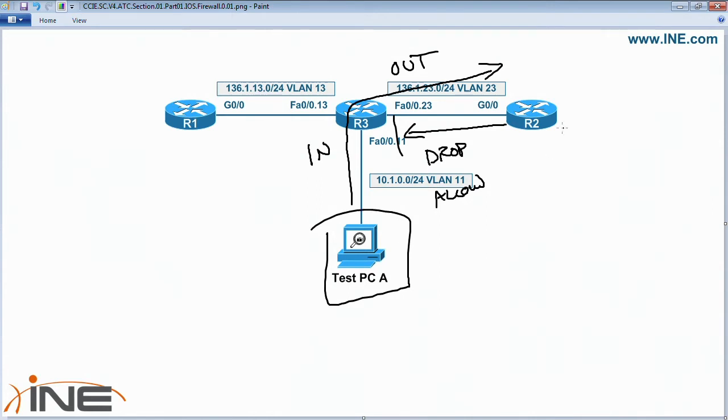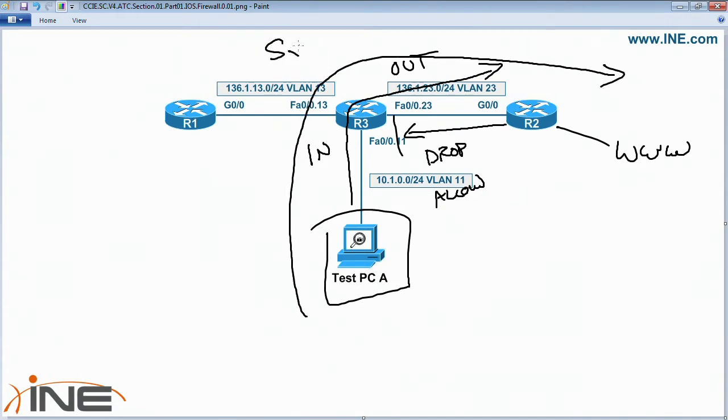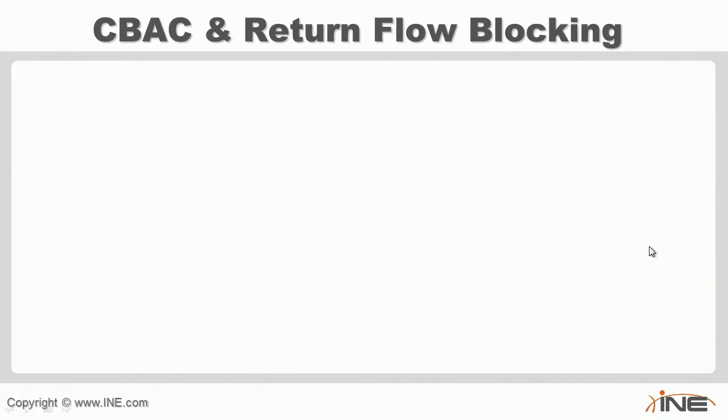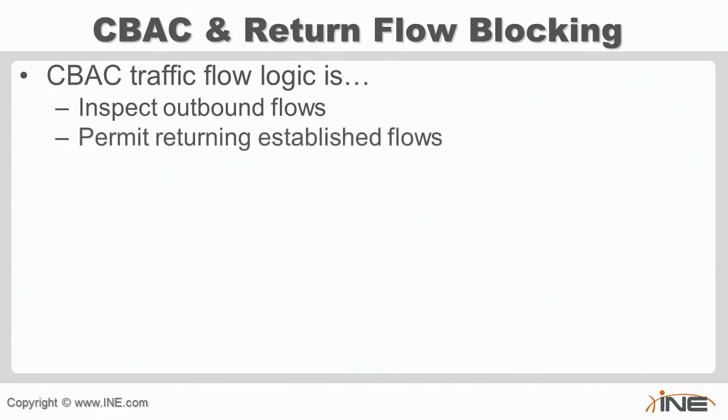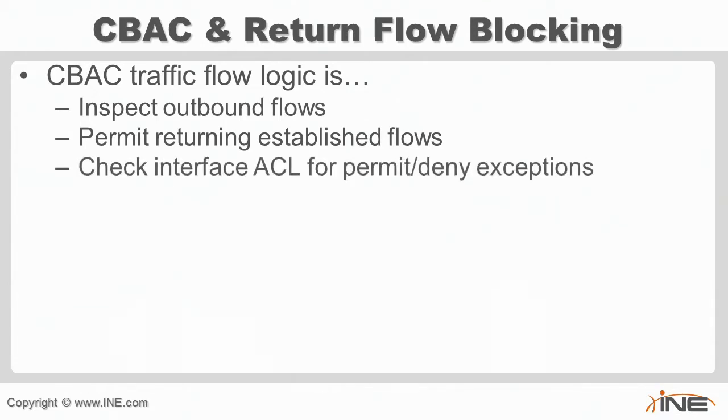So if the test PC here is talking to a web server, and as long as we are inspecting TCP port 80, when the SYN goes out, the firewall should allow the second portion, which is the SYN-ACK. So again, goal is that we're going to be watching the traffic as it leaves. We're then going to permit the established flows that return, so this is based on our session data. And if there's not a match in the session table, then we're going to fall back to the access list that is on the interface.